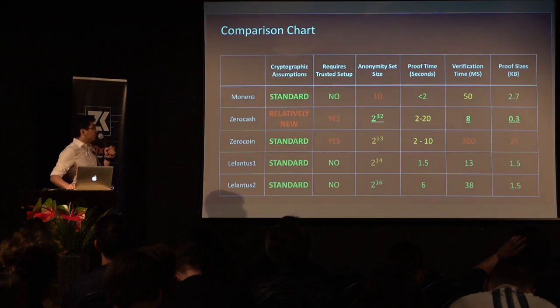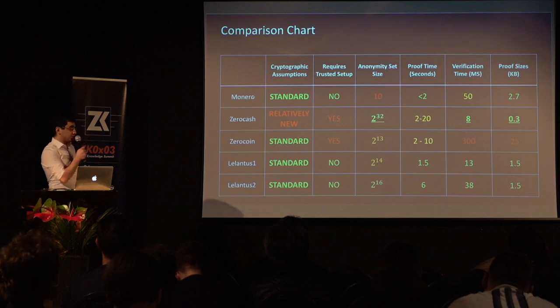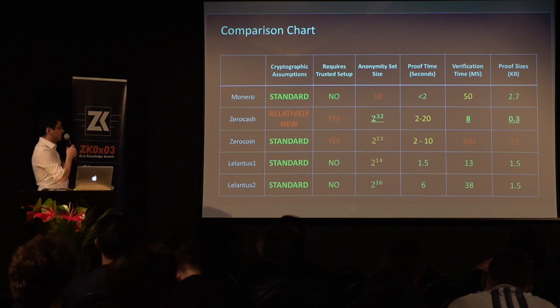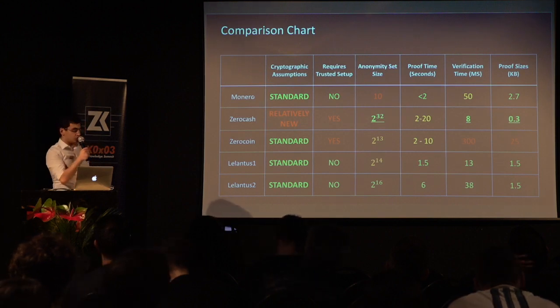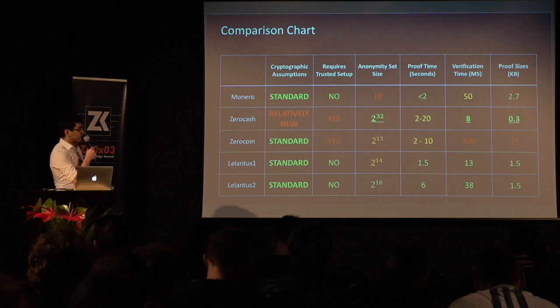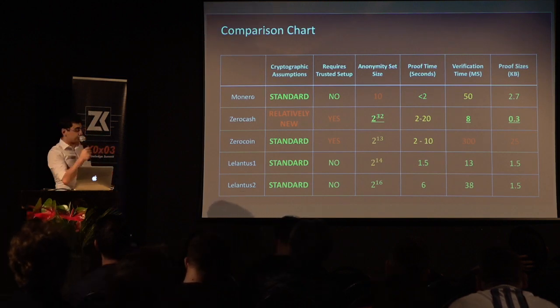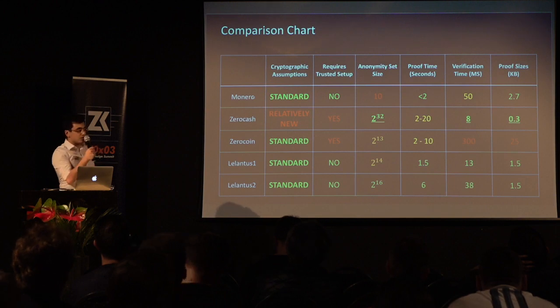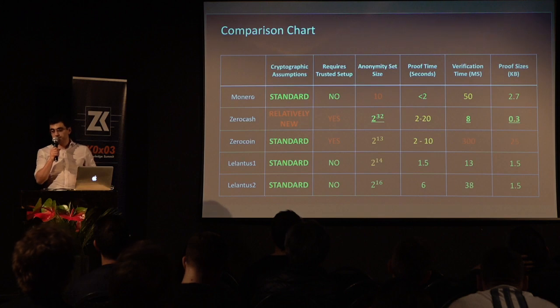This diagram illustrates how the protocol compares with Monero, Zerocash, and original Zerocoin. You can see that we can support high enough anonymity sets of the size of 2 to the power 16, while keeping the proof sizes lower than 2 kilobytes and making sure that thousands of transactions can be processed in a single block.